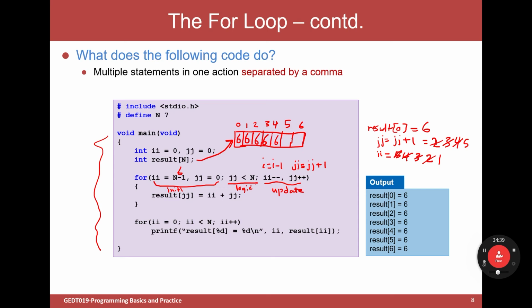Is 5 less than n? Yes, still less than n. In this case, result 5, that means this guy, result 5 is equal 1 plus 5, that means it equals 6. Okay, and then this one became what? 6. And this one became 0. Is jj less than n? This one here, it will be yes.